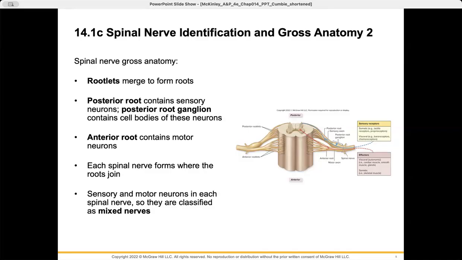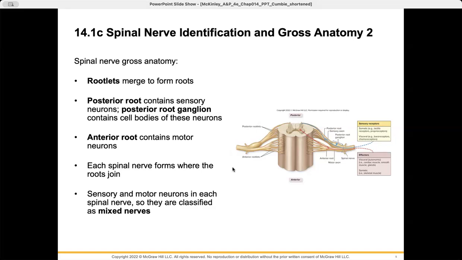The posterior root is on the back of the spinal cord because it is posterior, and that's where we actually find our first ganglion, which is your posterior root ganglion or dorsal root ganglion. Again, ganglia are just areas where we have large amounts of neuron bodies in the PNS. The anterior root does not have a ganglion, and that's going to be found on the front, anterior. You can see each root coming together and it's going to actually form the nerve.